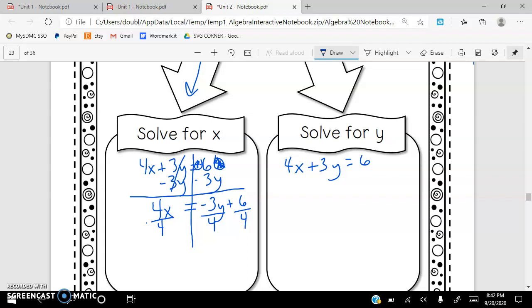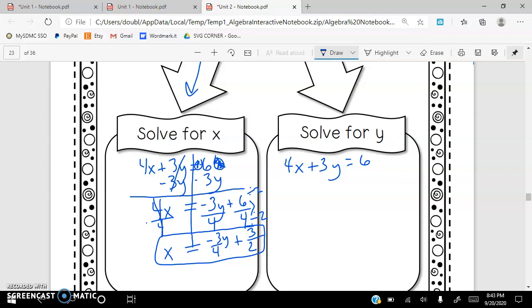So 4x divided by 4 cancels out, leaving us just with x equals, and we're going to leave this as negative 3y over 4. And then here we have a 6 and a 4, but we can reduce this by dividing both numbers by 2. So 6 divided by 2 gives us 3. And 4 divided by 2 gives us 2. So this is our answer for the first one. Okay, we just moved everything away from x.